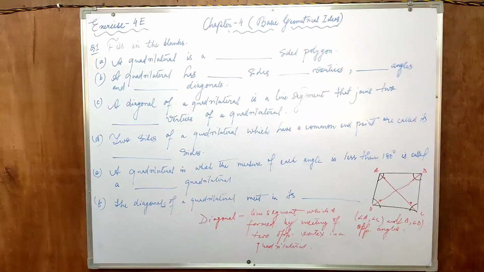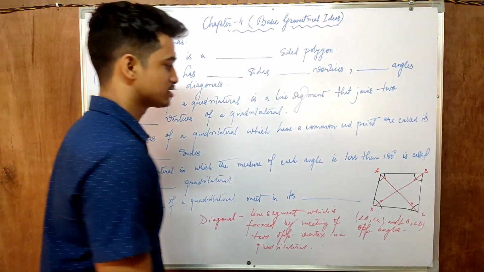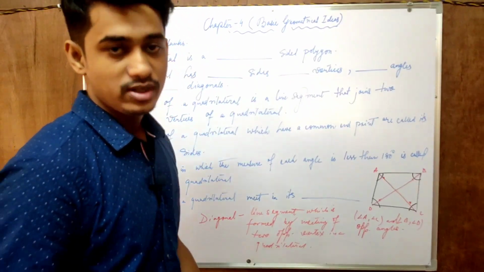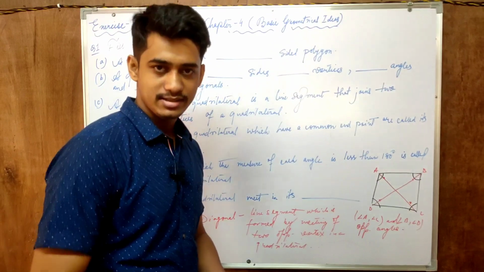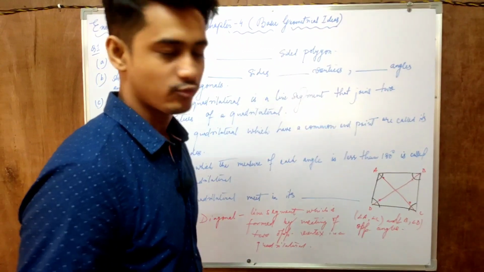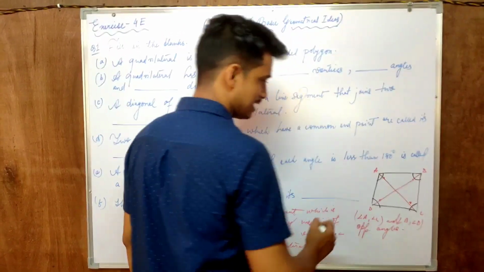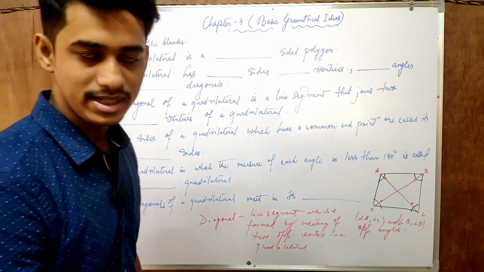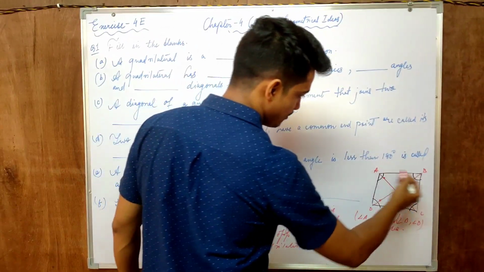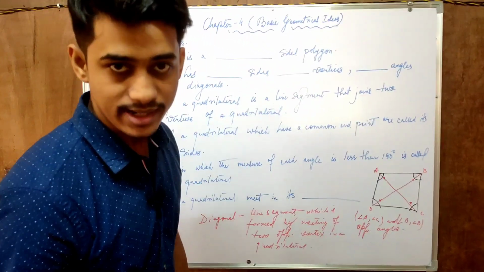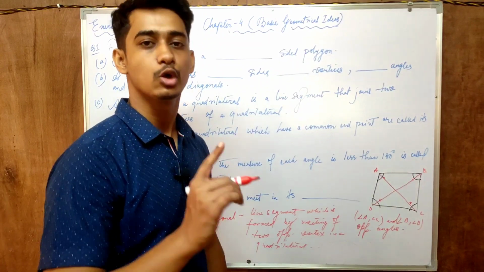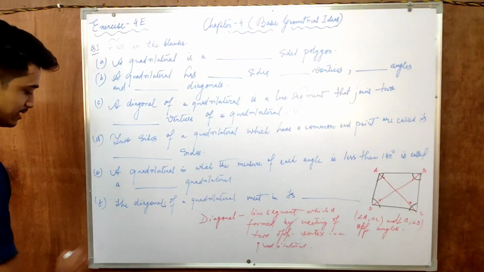Now one more topic which is left is adjacent sides. Adjacent sides means nearby sides. What do we mean by nearby sides? Sides having one common vertex. For example, AB and AD are two sides having one common vertex, which is A. AB and AD are adjacent sides because they have one common vertex, A.